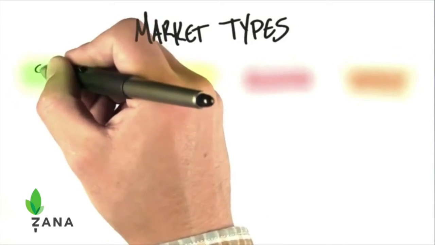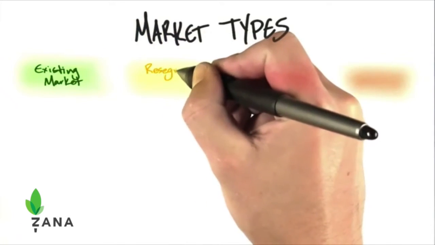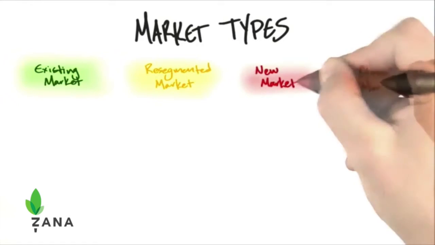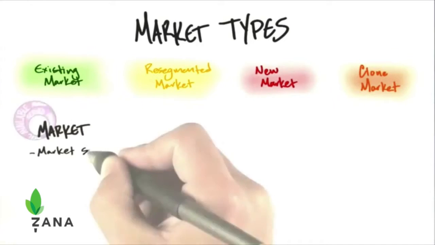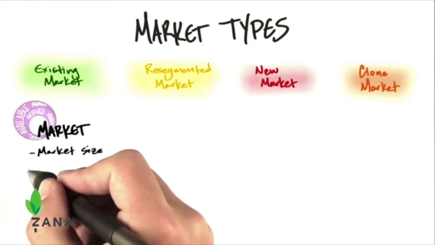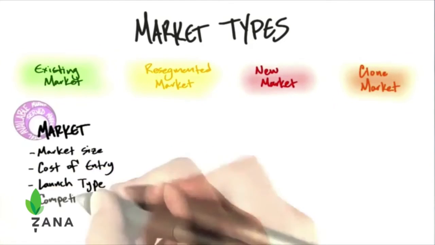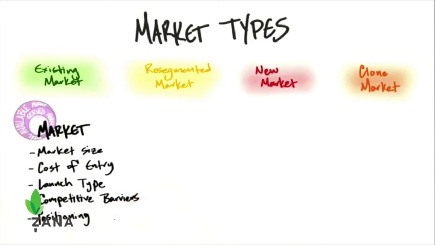One is an existing market. Another is where you segment or re-segment an existing market. Another is a new market, and another is a clone market. So let's take a look at why this is important, and then we'll give you the definition of each one. It turns out that the type of market changes everything. It changes your initial market size, how much it costs to enter the market, what kind of launch you do of your product. It affects the type of competitive barriers you have, and how you position or describe your product.